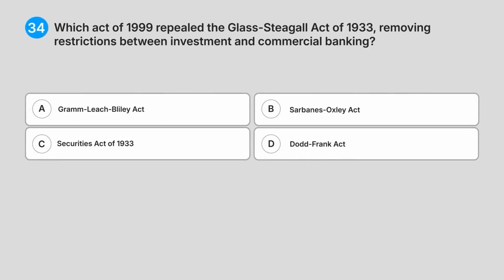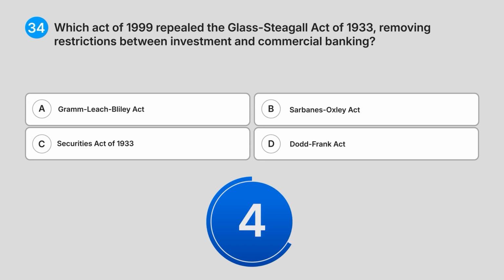34. Which act of 1999 repealed the Glass-Steagall Act of 1933, removing restrictions between investment and commercial banking? A. Gramm-Leach-Bliley Act. B. Sarbanes-Oxley Act. C. Securities Act of 1933. D. Dodd-Frank Act. What do you think is the answer?